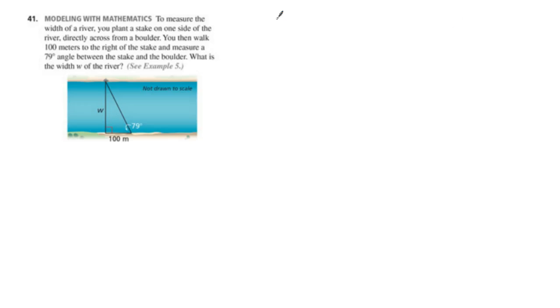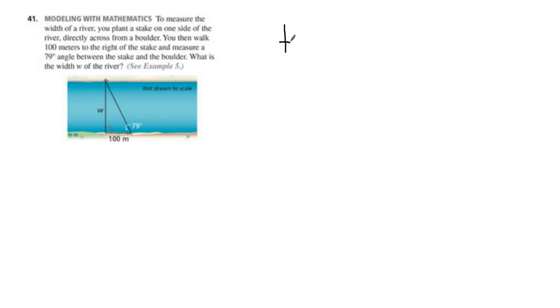So our final question is, to measure the width of a river, you plant a stake on one side of the river, and then directly across a boulder. You then walk 100 meters to the right and measure a 78 degree angle between the stake and the boulder, right? What's the width W of the river? So simple, right? We have our 79 degrees right here, we have our W, and we have the opposite and the adjacent.